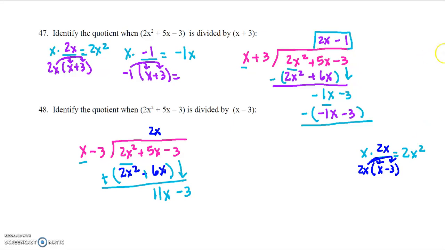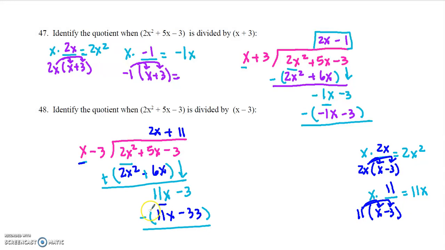So I'm looking for this to go into this. So we're going to have x times what is going to give me 11x. It looks like I need to multiply by 11, so I will put a positive 11 here, and then I will say 11 times x minus 3 and distribute. 11 times x is 11x, and then 11 times a negative 3 is a negative 33, and then again let's subtract.